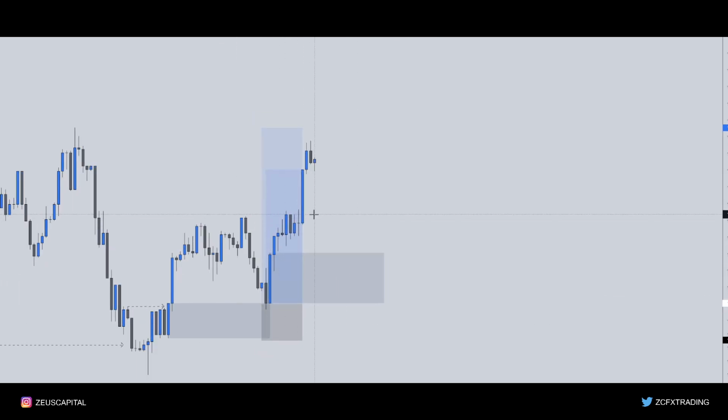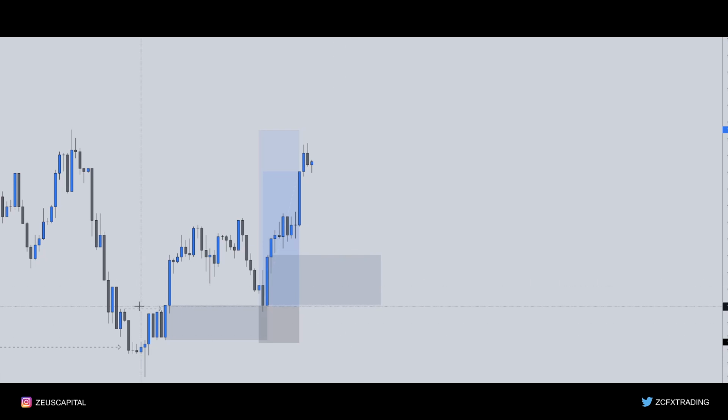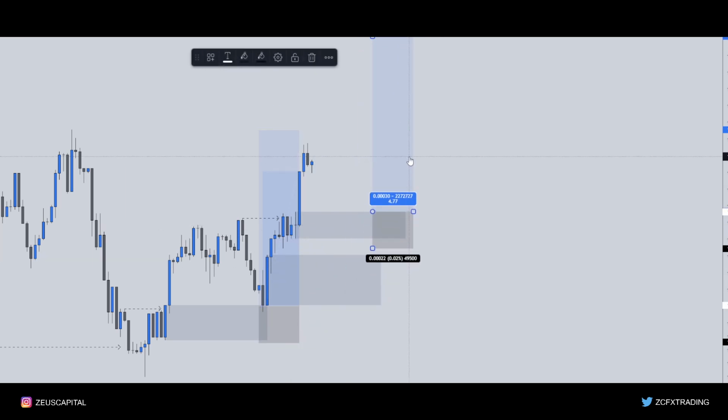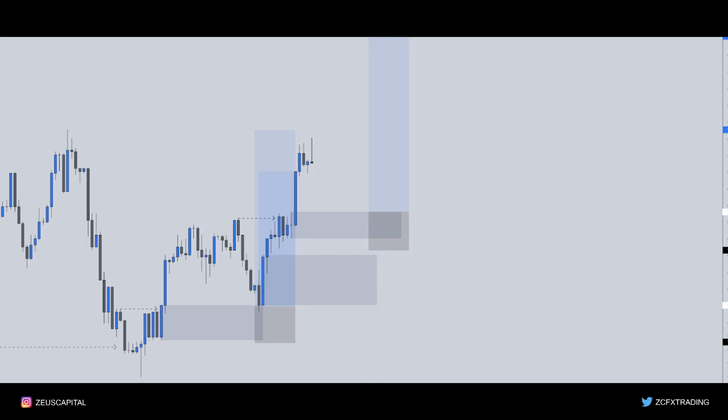Alright, so obviously we broke structure here, sorry. We can go ahead and mark that as our breaker structure. Then obviously we do have a new zone here. So ideally what we would like to do on here is look to take another entry and just place a buy position on there. Have a stop below the overall low. Again, we're not going to worry about targets just yet.